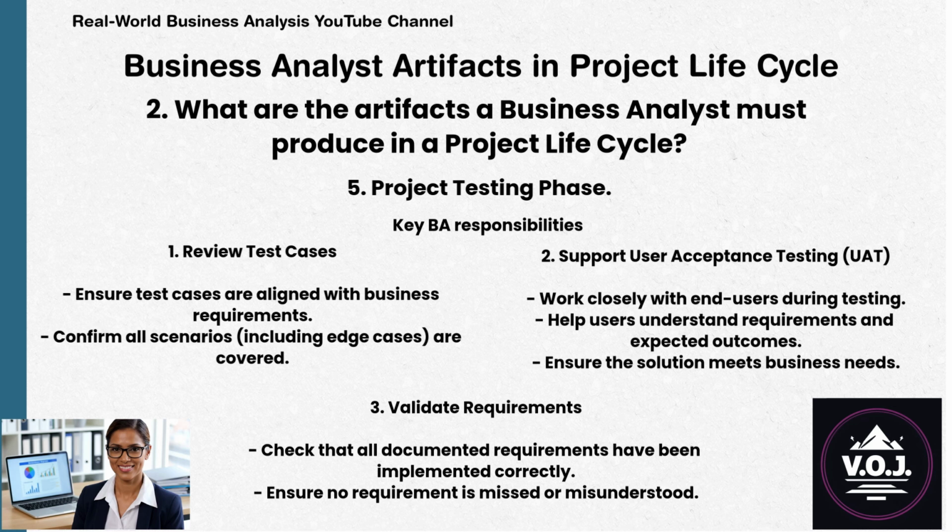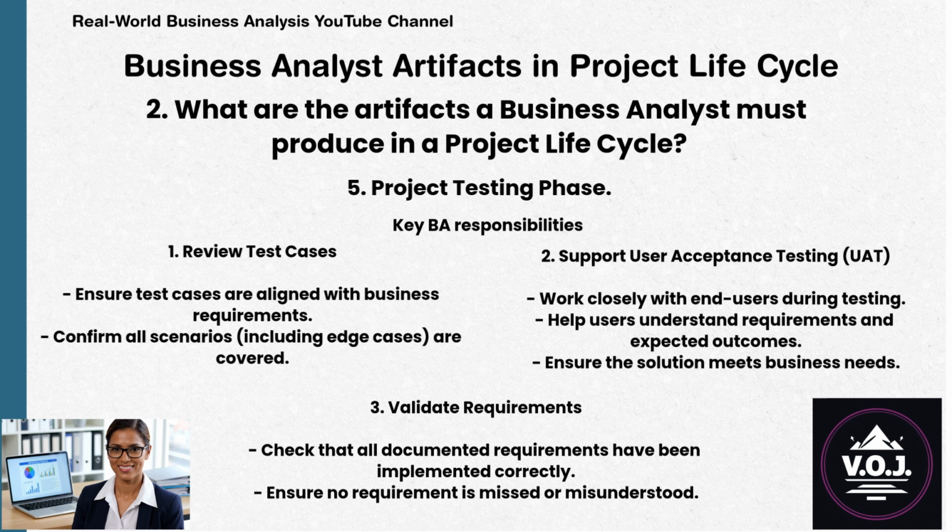What are the key responsibilities of a business analyst in project testing? Number 1. The BA is to review test cases, ensure test cases are aligned with business requirements, and confirm all scenarios, including edge cases, are covered. Number 2. The BA is to support user acceptance testing (UAT), work closely with end users during testing, help users understand requirements and expected outcomes, and ensure the solution meets business needs.